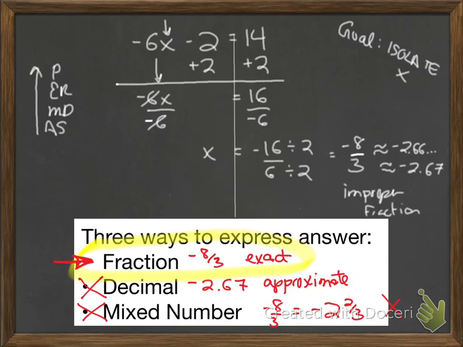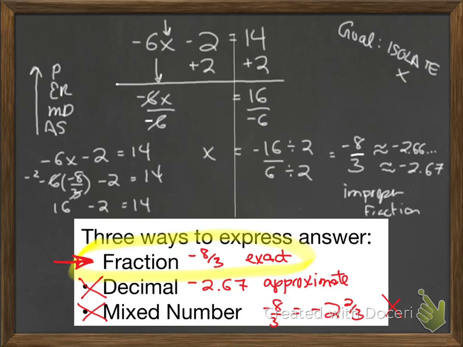So I'll demonstrate how difficult that would be. So let's say I have negative 6x minus 2 equals 14. Okay, if I put negative 8 over 3 in here for x, it's very simple and easy to see that negative 6 over 3 is negative 2. Negative 2 times negative 8 is positive 16. And 16 minus 2 is 14. So 14 equals 14. That checks out.